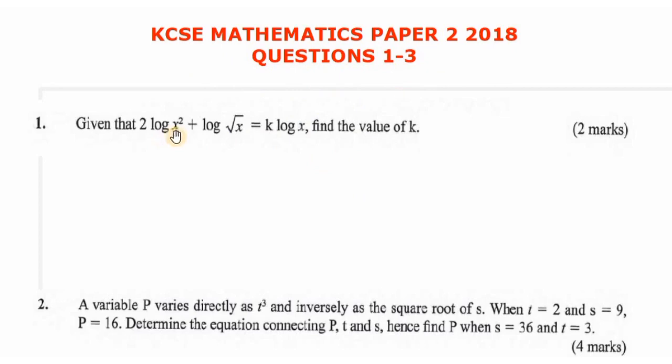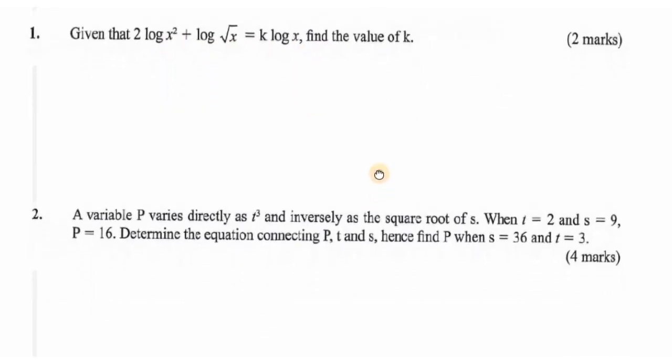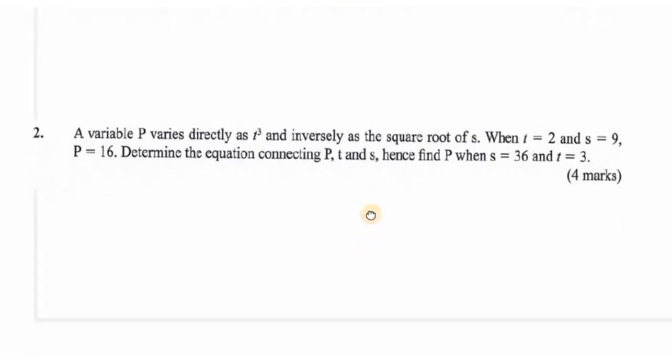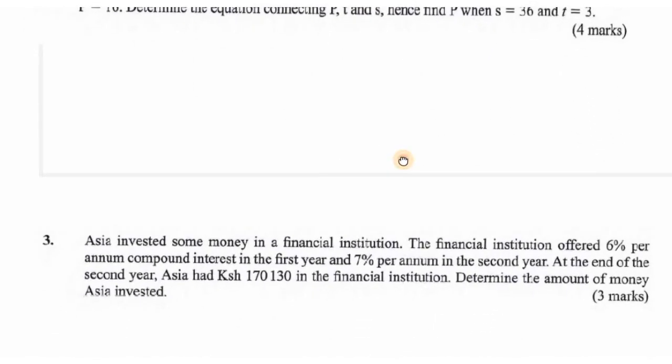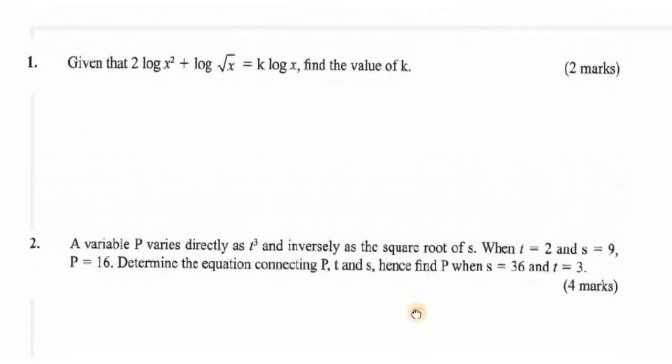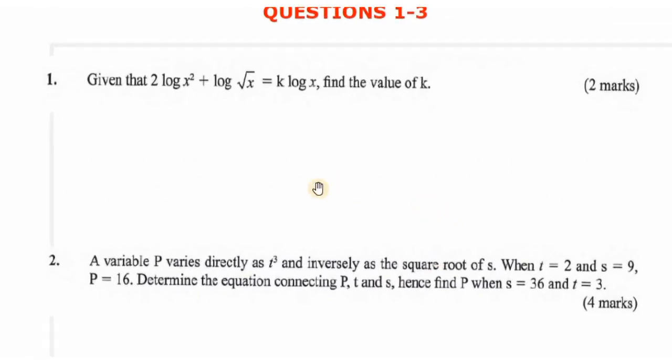Question 1 is on logarithmic equations. Question 2 is on variation, and question 3 is on compound interest. So, straight to question 1. Given that twice logarithm of x squared plus logarithm of root x is equal to k log x, find the value of k.